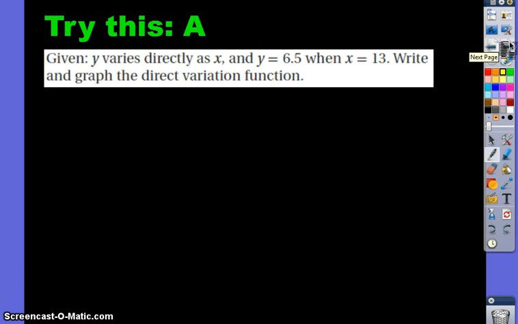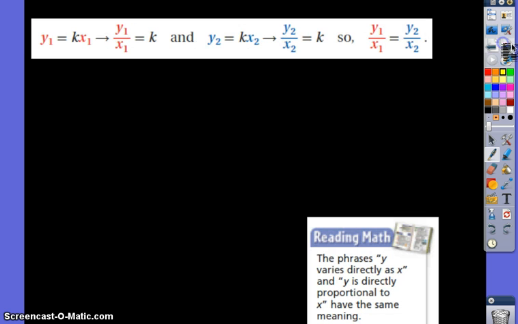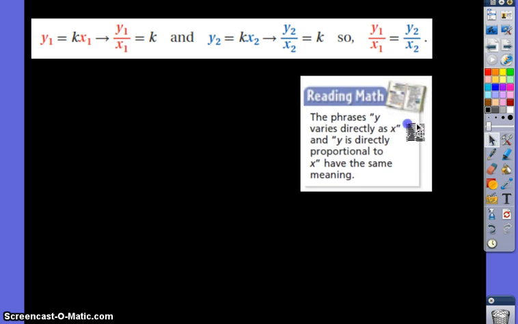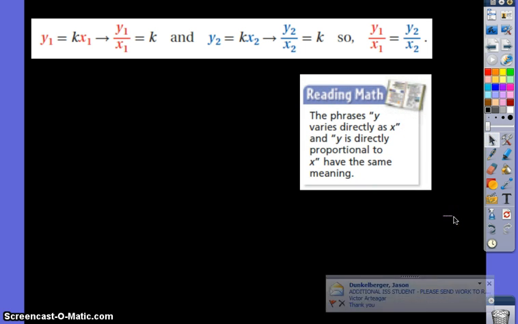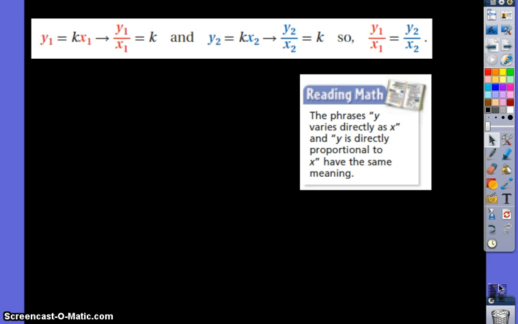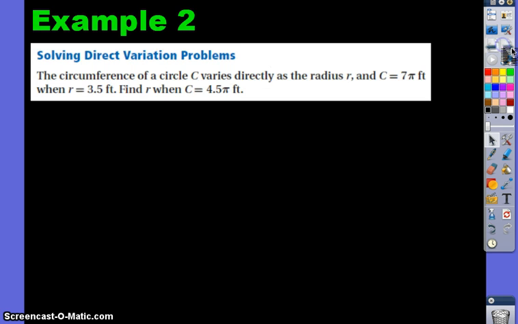It says graph it, but I want you guys to worry about picking which one is the right equation. All right, if you're given a situation where you don't know what k is, you can just, like we did in the last problem, plug in the two that we do know and solve for k. Also, it's important to note, and we already mentioned this, that the phrase y varies directly as x is the same thing as y is directly proportional to x. Those phrases are synonymous.